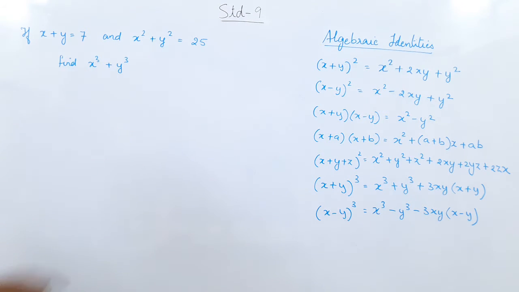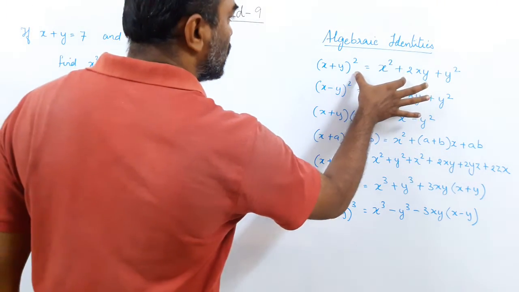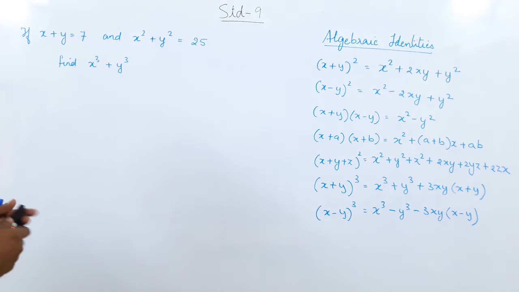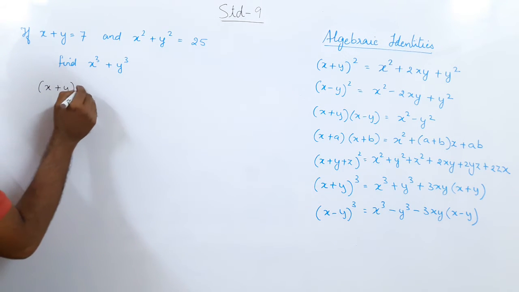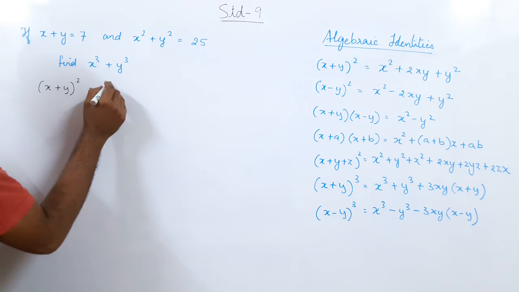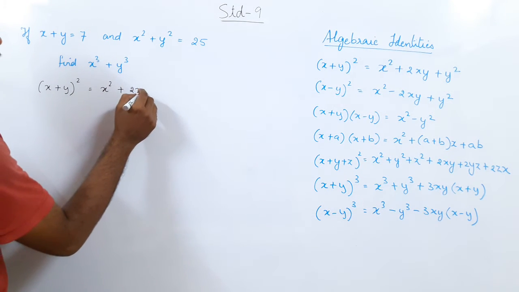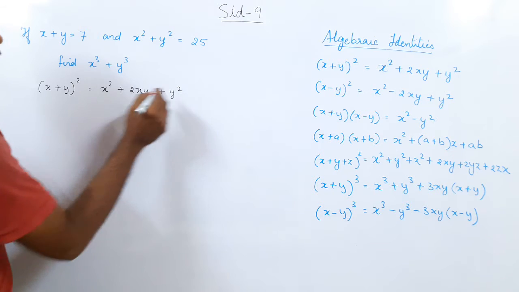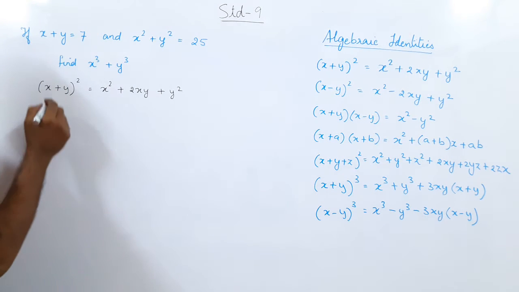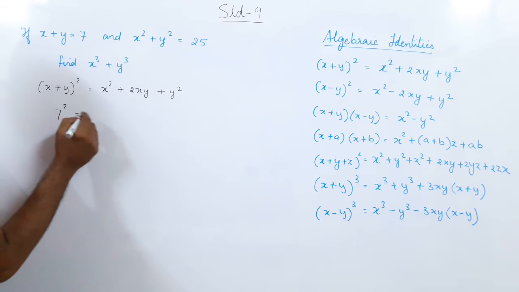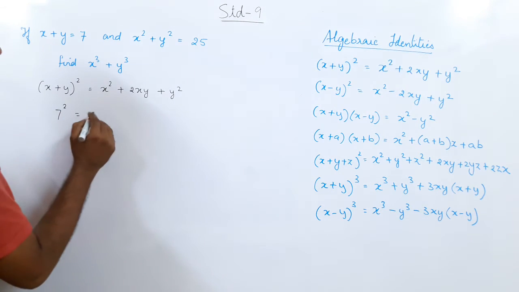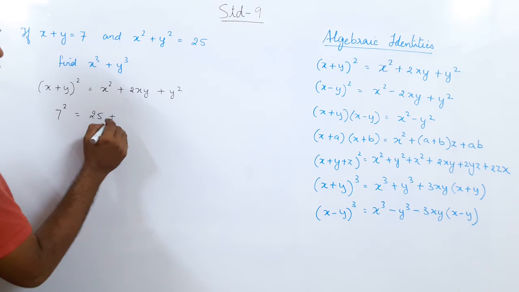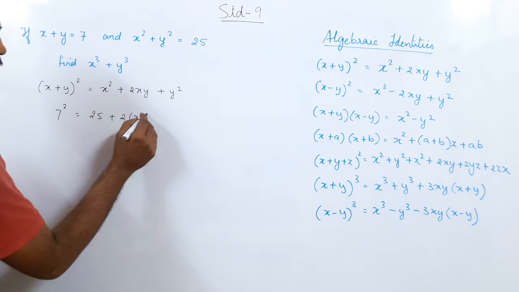So which formula will we use from these identities? Yes, we will use the first one. So let us move to the first one. (x + y) the whole square equal to x square + 2xy + y square. What is x + y? 7. So 7 the whole square equal to, now what is x square + y square given to us? 25. So I'll write here 25 + 2xy.